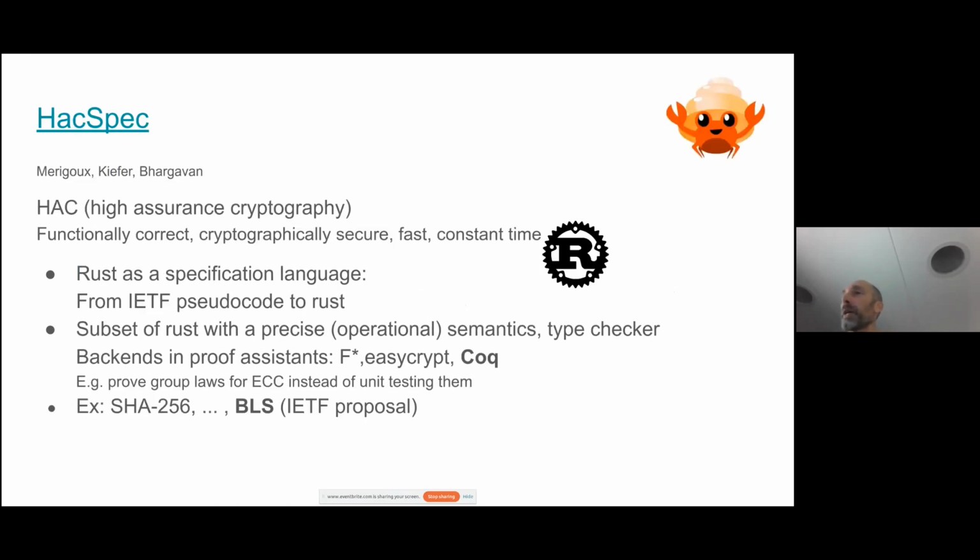Hacspec is a tool developed by Denis Merigoux, Franziskus Kiefer, and Karthikeyan. The name may sound a bit strange, but the idea is high assurance cryptography. High assurance cryptography means it's functionally correct, cryptographically secure, fast, and constant time. It's already hard to get some of these, but the holy grail is to have all of them at the same time. Their big insight was that instead of writing your internet standards in pseudocode, you can actually use the Rust language to write your specification, and then you can give this a semantics in a number of tools.